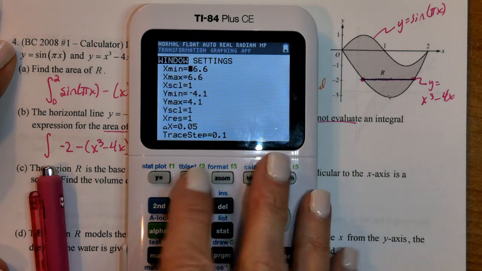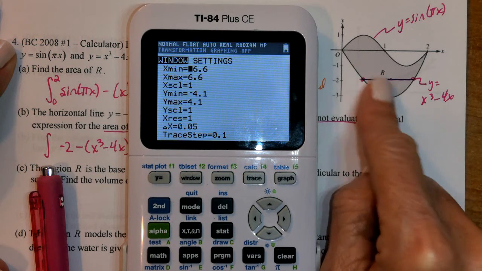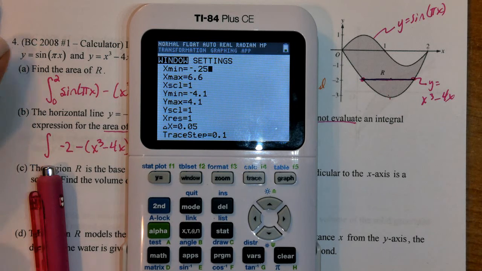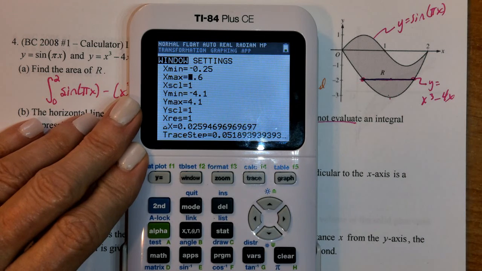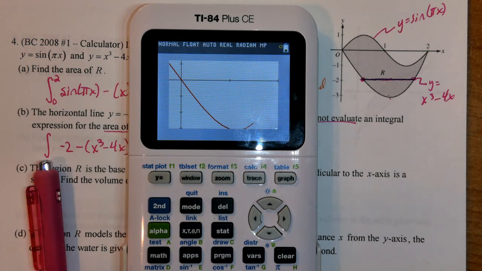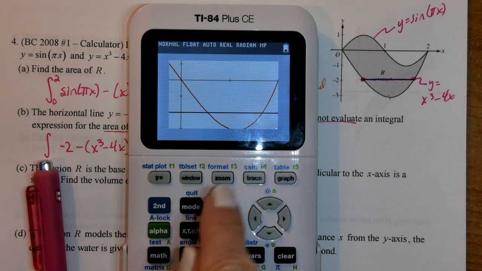I think for my window, I'm going to use a window similar to what they have here. So for my x's, I'm going to go from a little bit to the left to a little bit to the right of, I think I'm just going to go to 2. It looks like that's all they went to. And then for my y's, maybe -3 will work there, and then up to like 1.2. Okay, that's perfect. I could have gone below -3, but that's okay.